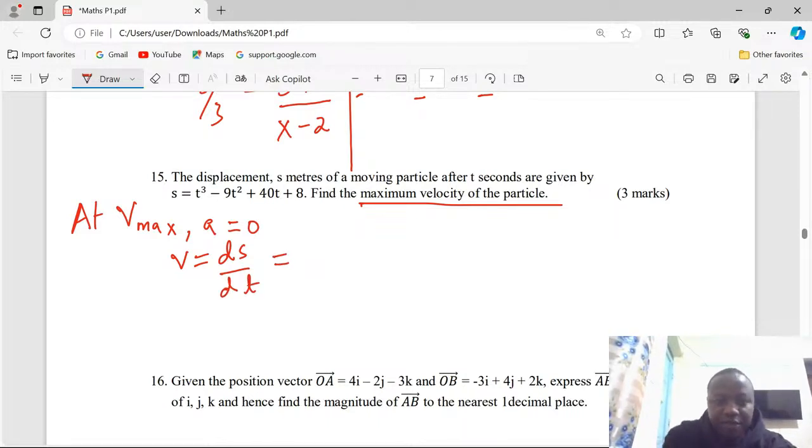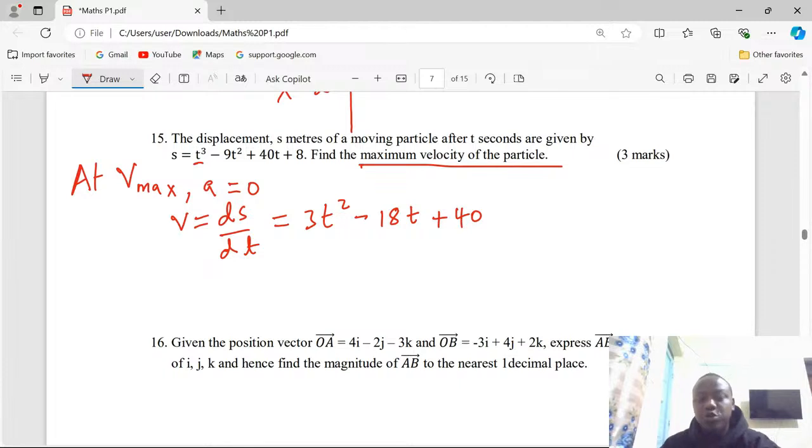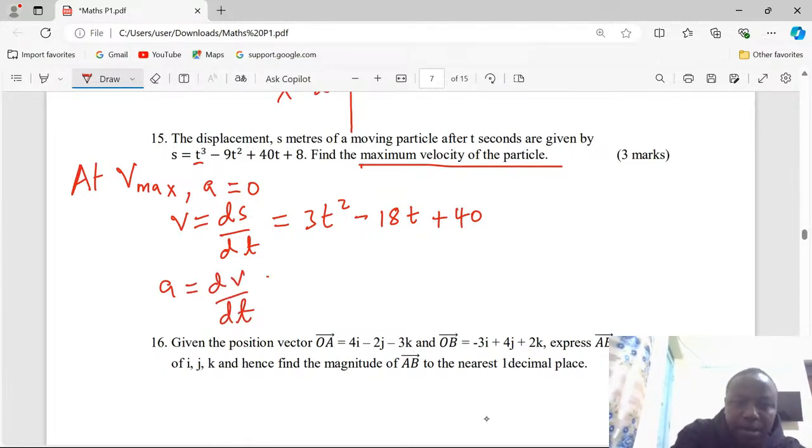And this value is going to give us, the first term will be 3t squared, then minus, we drop 2, that gives us 18t, then plus 40. This one is the velocity function, and it must be noted to be the velocity function. After that, we go now to the acceleration function, whereby for us to get acceleration, we have to differentiate velocity with respect to time, or rather, we carry out the second derivative of the distance function.